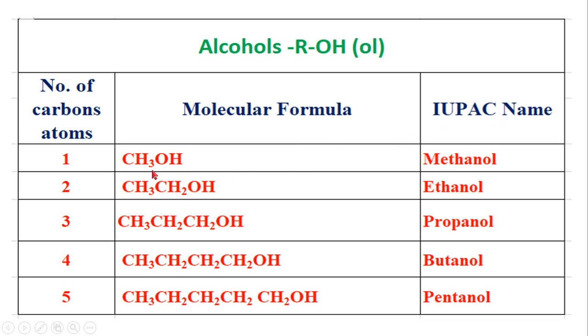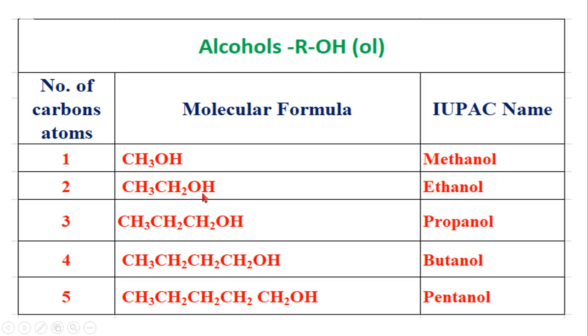Here, for the number of carbon atoms 1, the molecular formula is CH3OH. Here only 1 carbon, so methane. To methane, a functional group is attached: alcohol, OH is the functional group. So the suffix used is OL. So that is methanol. Methane is spelled M-E-T-H-A-N-E; you remove E and put OL. Methanol.